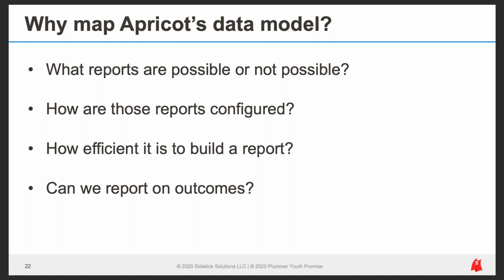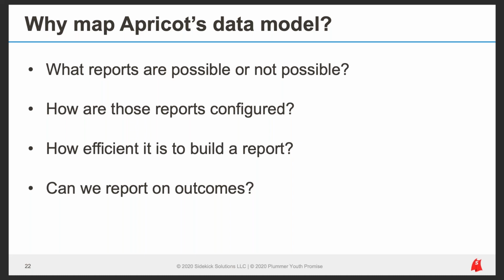As we say, forms and links are the whole ball game in your Apricot database. They determine how you can report on your data. Specifically, what kinds of reporting is even possible or not possible. It's going to determine how those reports are configured, but most importantly, it's going to determine how efficient it is to build a report with your data.